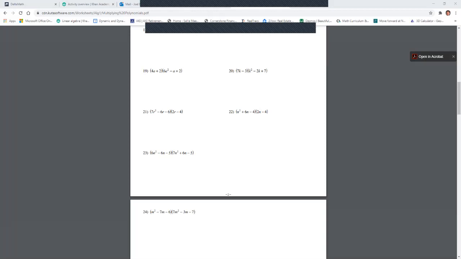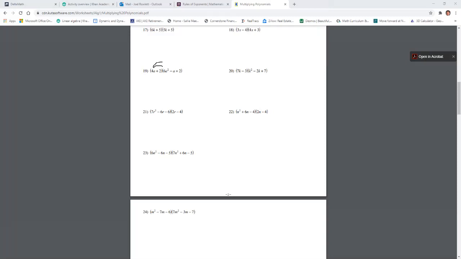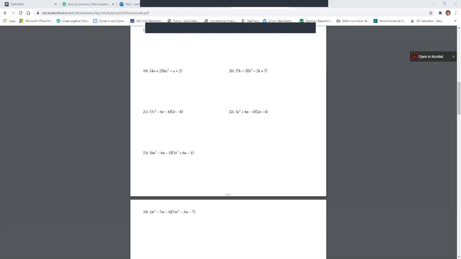I'm going to just distribute 4a across all of these terms. And then when I'm finished, I'm going to then go back and distribute 2 times all of the terms here. And once I do that, then I will just simplify. So let's go ahead and start off by multiplying the 4a times everything in the second set of parentheses. Well, 4a times 6a squared, right? That would be 24a cubed.